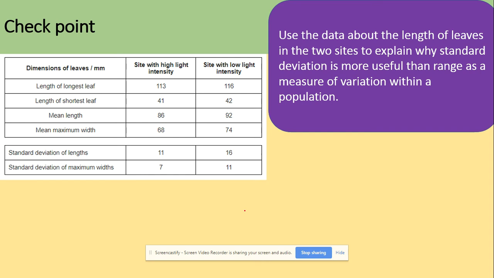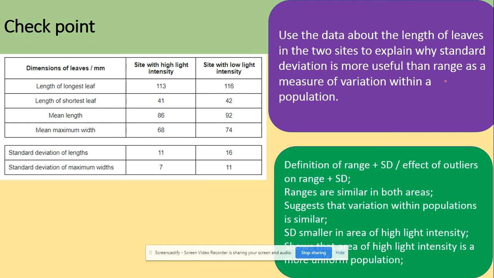So we've got the data about the length of leaves in two sites to explain why standard deviation is more useful than range as the measure of variation within the population. So in other words, what's the definition of standard deviation and the range? So standard deviation is the spread of data around the mean, but the range is only the difference between the highest and the lowest values. So in this situation, okay, you need to provide the definition of the standard deviation and range. So we did, and the ranges are similar in both.